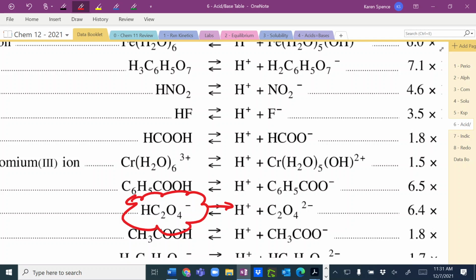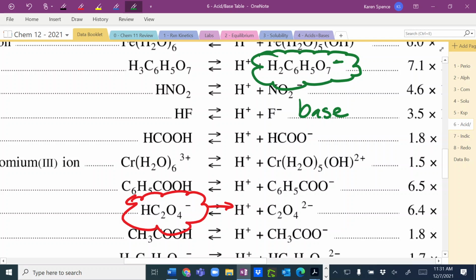Let's find another one. Oh, look, here's another one. H2C6H5O7 has an H and it has a negative charge, yes? So here's its negative charge. Is it able to act as a base? It's on the base side. Does it have an arrow going in the base direction? Yes, it does. So it is able to act as a base. Let's see, can you find H2C6H5O7 on the left-hand side?